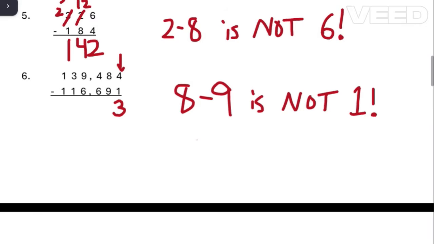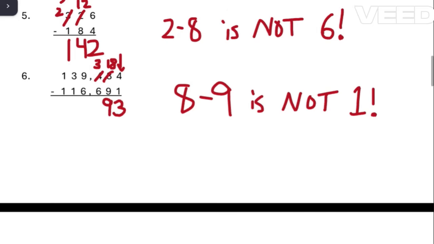So when this happens, class, we have to use borrowing or regrouping. We go to the next door neighbor, it's a 4, we turn it into a 3, and then the 8 we turn into an 18. We add 10 to it. Now we can do 18 minus 9. What is that, class? Very good, it is 9. 18 minus 9 is 9.